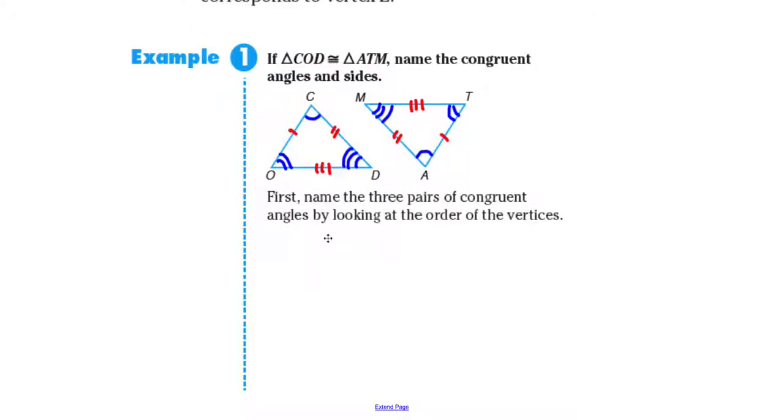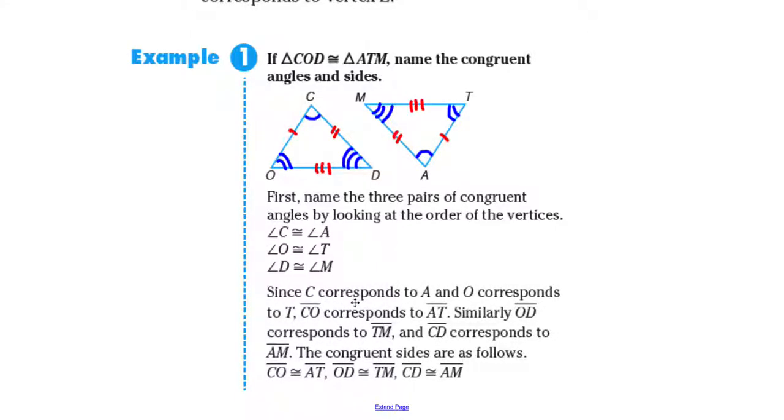how they did it. Name the three pairs of congruent angles by looking at the order of the vertices. We did that first, and then we simply named all of them. Angle C is congruent to angle A, angle O is congruent to angle T, and angle D is congruent to angle M. So with that said, we know since C corresponds to A, and O corresponds to T, segment CO corresponds to segment AT. Similarly, segment OD corresponds to TM, and CD corresponds to AM.